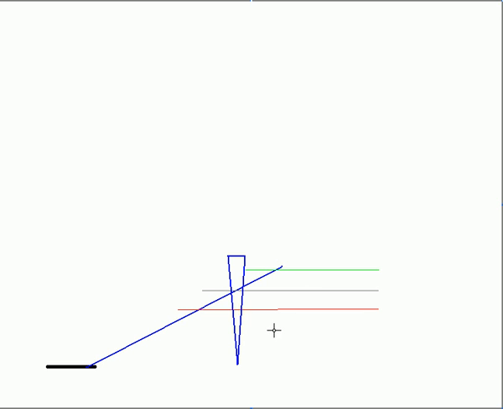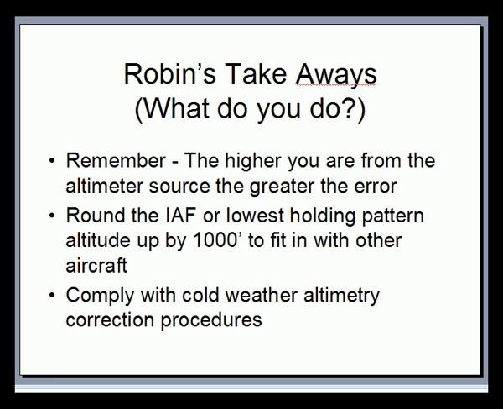I think you'll be surprised that during the summertime, it'll happen just this way. You'll capture the glide slope a couple tenths of a mile early and then cross the marker indicating slightly low. And in the wintertime, you will not have glide slope centered when you cross the marker, but it'll take a couple tenths of a mile past the marker before you get the glide slope centered. Remember, the higher you are from the altimeter source, the greater the error. So the worst case is a sea level airport with tall terrain around the airport.